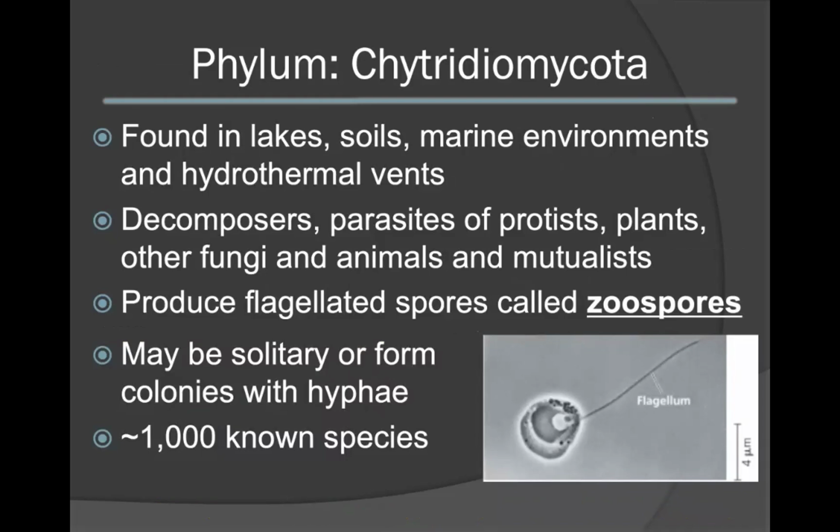The chytrids can be found in almost all environments as well as hydrothermal vents. They are considered to be important decomposers, but they can also be parasites of many different organisms as well as mutualists. A characteristic of this phylum is the production of flagellated spores called zoospores. These organisms can be in the solitary form, or they may also form colonies with hyphae. There are currently approximately 1,000 known species.